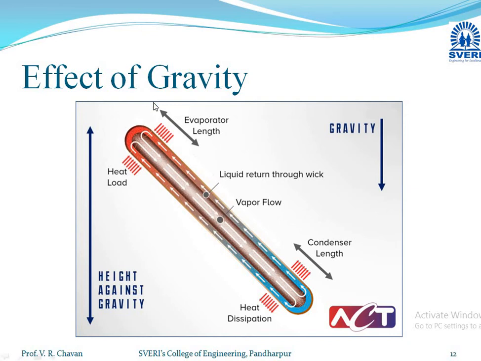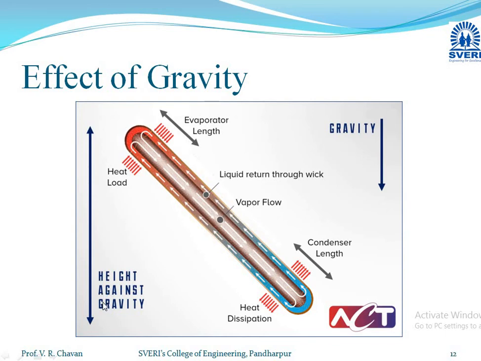So the next one is the effect of gravity. We know that capillary action is affected by gravitational forces. The most important function in a heat pipe or heat pipe heat exchanger is the capillary action, that is, the fluid transfer from the condensation section to the evaporative section, and it is done by the wick structure. So the performance of this heat pipe is also affected by the gravitational force.